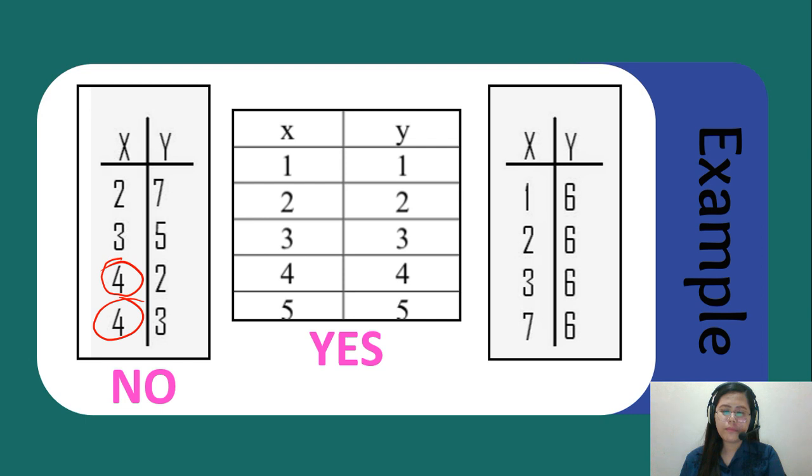Last one. 1, 2, 3, 7, that is our x. And then, lahat ng y natin is 6. Is that a function or not? Okay, again, magfo-focus lang tayo sa x values. Yung x values natin ay unique. So, ibig sabihin, yan ay function. Wala pong bearing si y. Maulit man siya o hindi, kapag sasabihin natin function or not, x lang po ang pagfo-focusan natin.